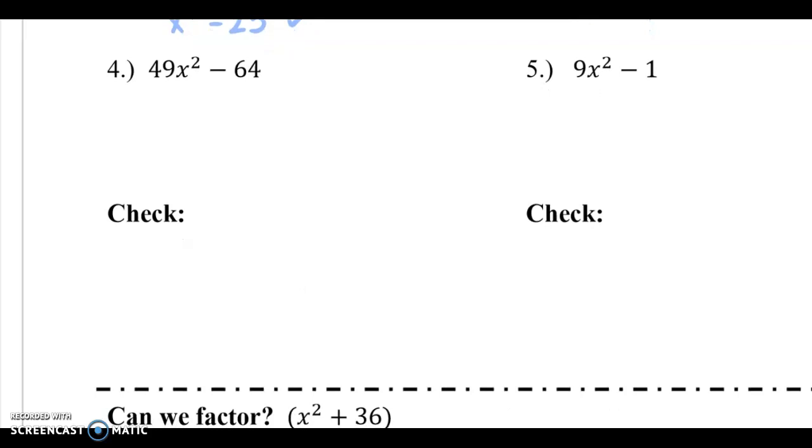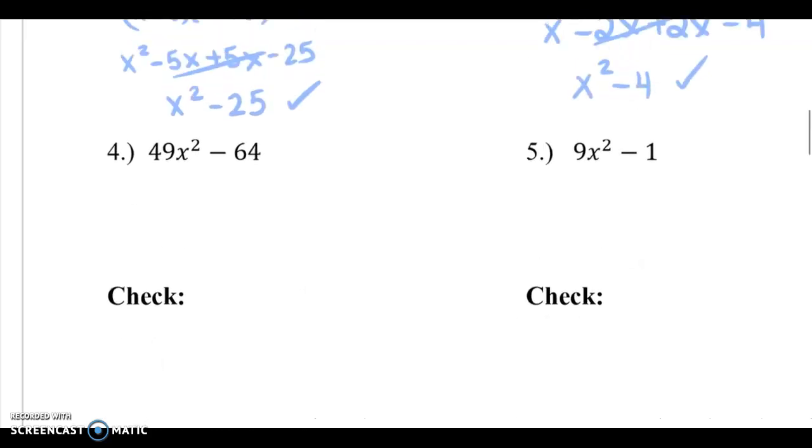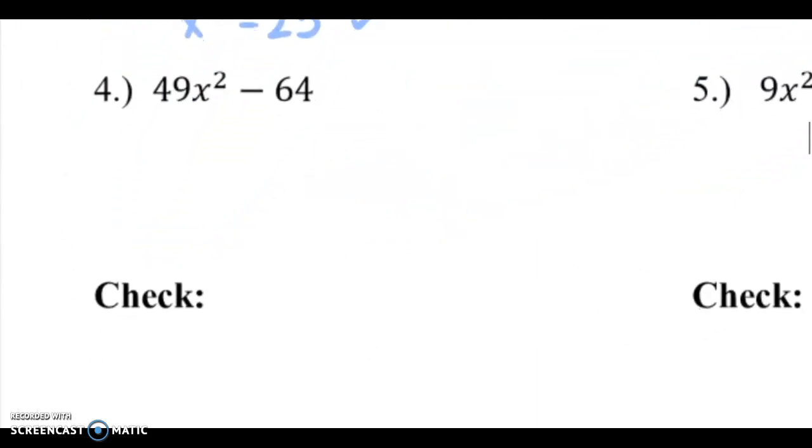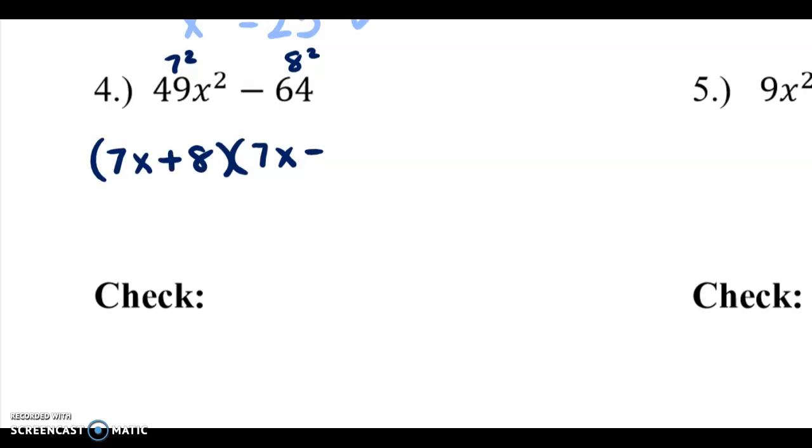So you have a leading coefficient. So far we haven't had any leading coefficients. This has been a 1, a 1, and a 1. Here you have a leading coefficient of 49. 49 is 7 squared. Okay, and 64 is 8 squared. So when you break this down, it's not just an x, it's a 7x out front, and then you have a positive 8 and a negative 8. All right, so that's your answer.